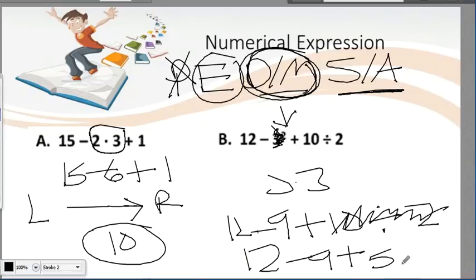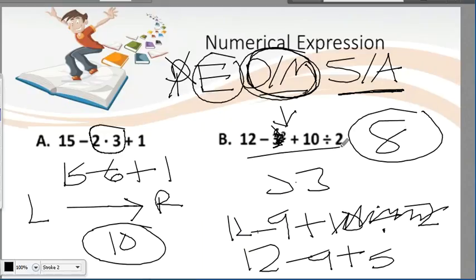At this point, we only have subtraction and addition left. So we work left to right. 12 minus 9 is 3. 3 plus 5 is 8. Okay, so when we evaluate this numerical expression, we get 8.